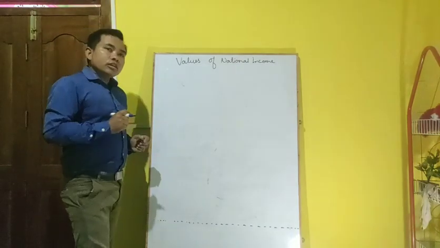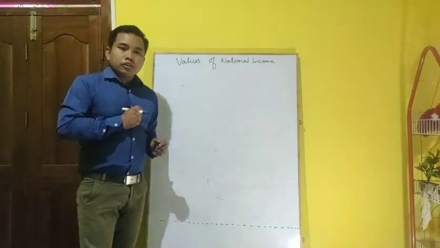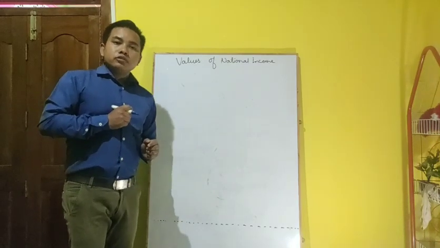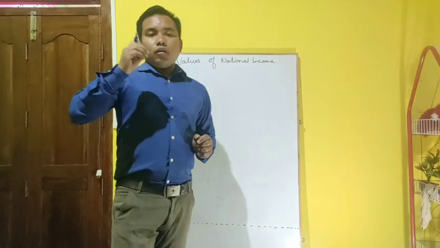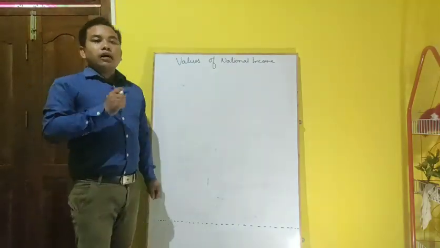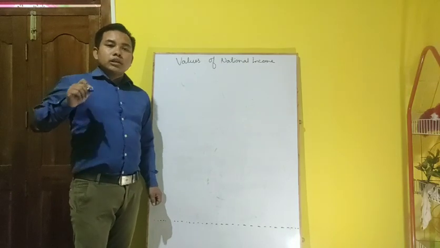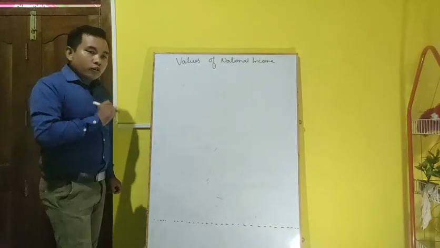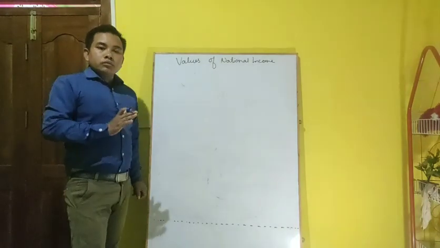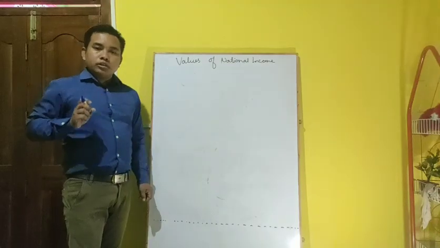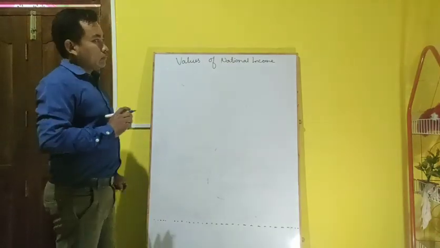Actually, mainly there are 8 values of national income. For starters, people often get confused about the difference between the values of national income. But need not worry, I will be explaining an easy way to understand the difference between different values of national income. For that, I will be requesting you to understand the meaning of 3 words only. Only 3 words. Now let's see.